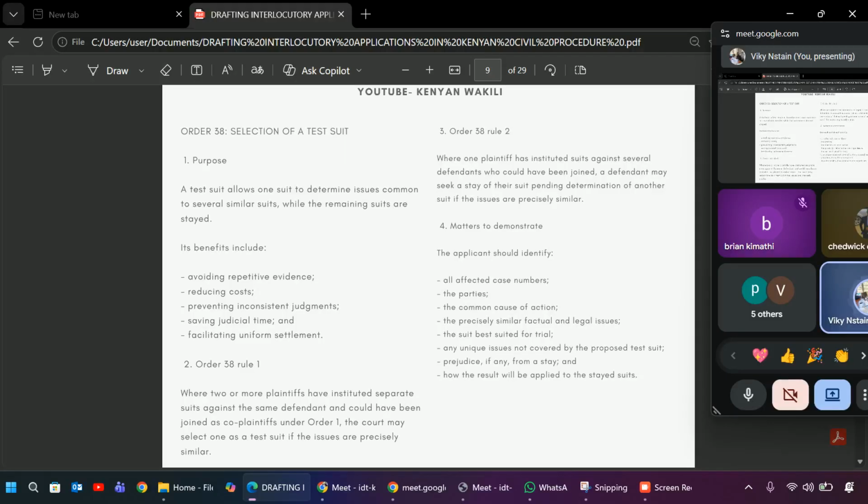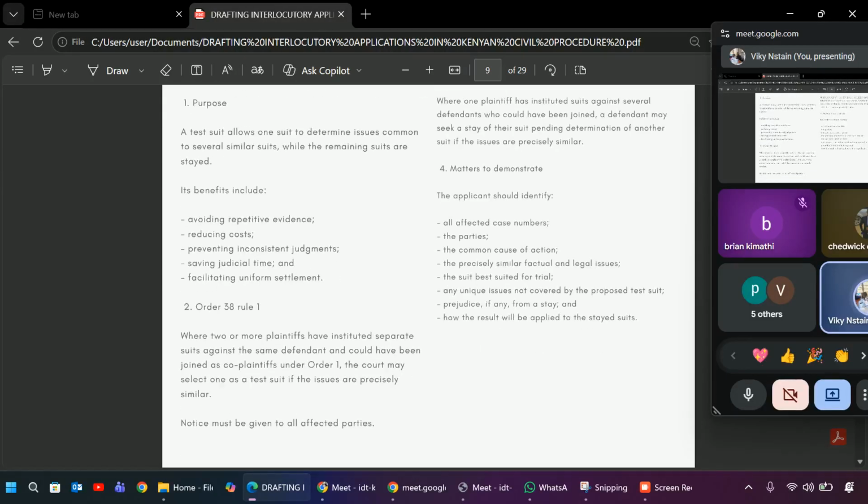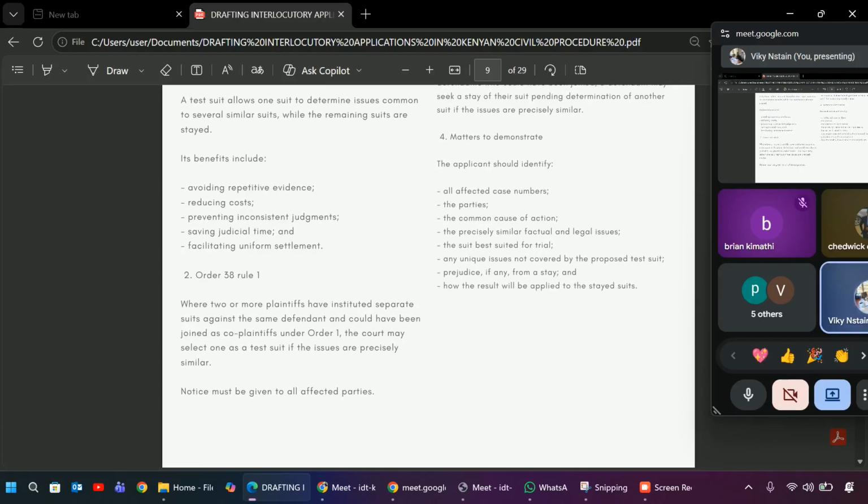So, Mr. Chedik, now these are the issues to do with sub judice pursuant to what you are suggesting. And matters to determine is that the applicant should identify. Now, this is the preliminary check that you should know. Have you identified all affected case numbers? Have you identified the parties? What is the common cause of action? The precisely similar factual and legal issues? The best suit suited for trial? Any unique issues not covered by the proposed test suit?